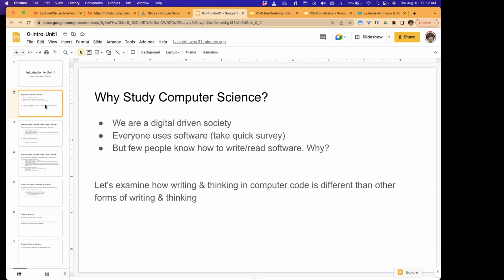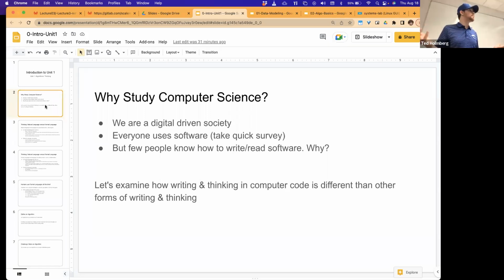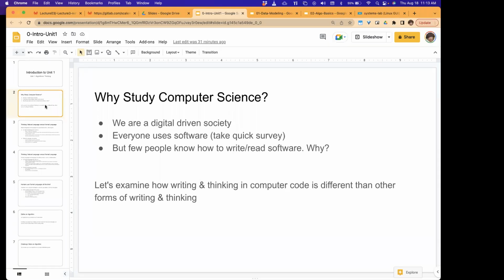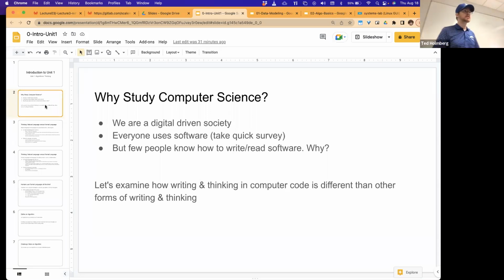Think about it. Everyone around us. I'll do a quick survey. In this room, how many people use software? Yeah, every day, right? Especially during the COVID years. That's how you interacted. So you use it for recreation, you use it for communication, and you use it professionally. That's what I mean when I say we're a digitally driven society. It's where we make use of this in our day-to-day life, in every aspect of our life.